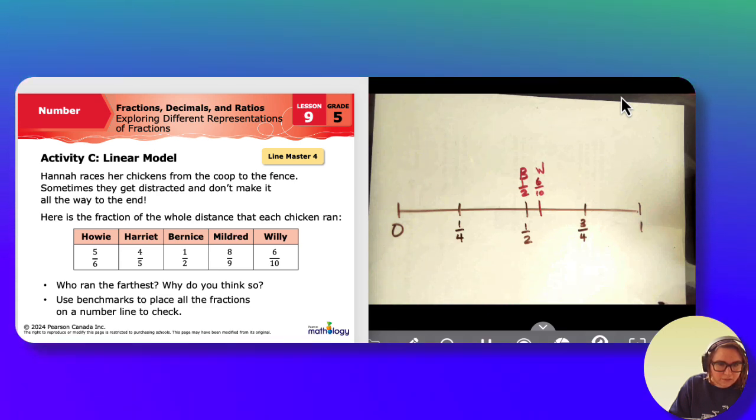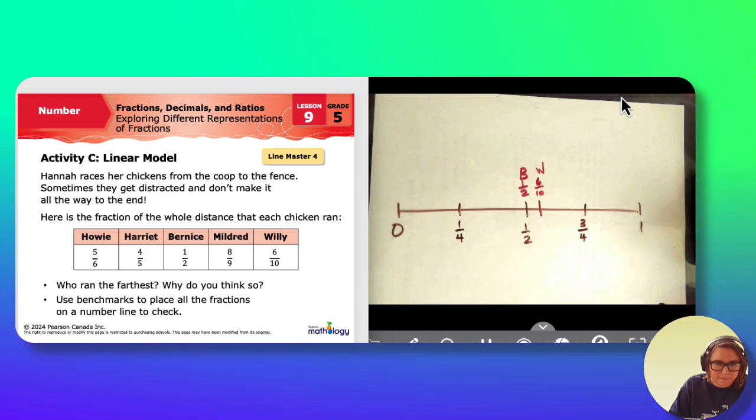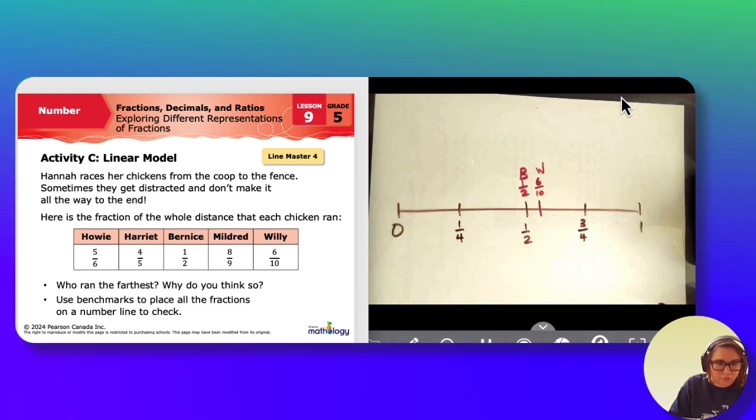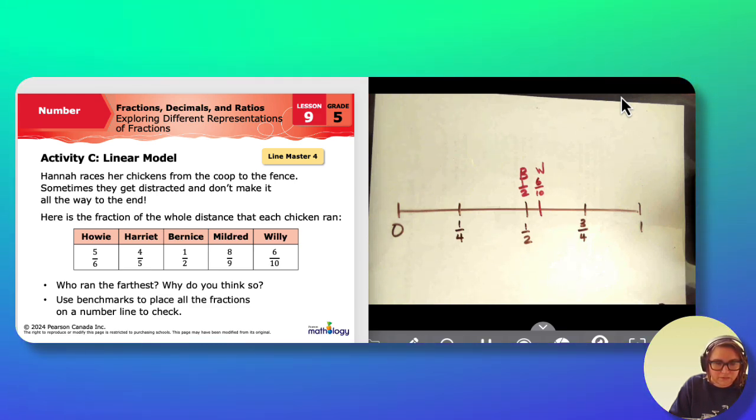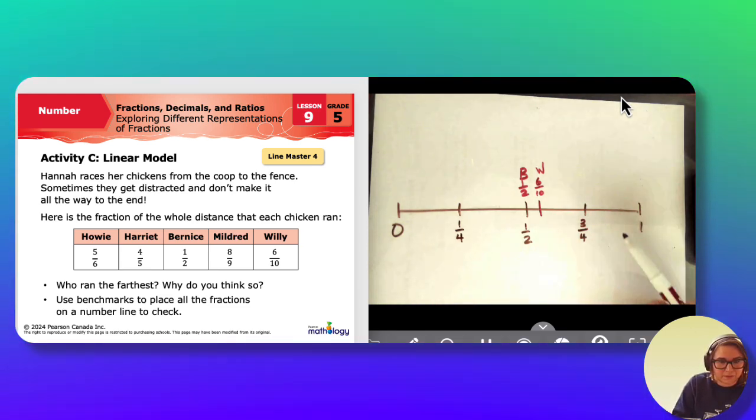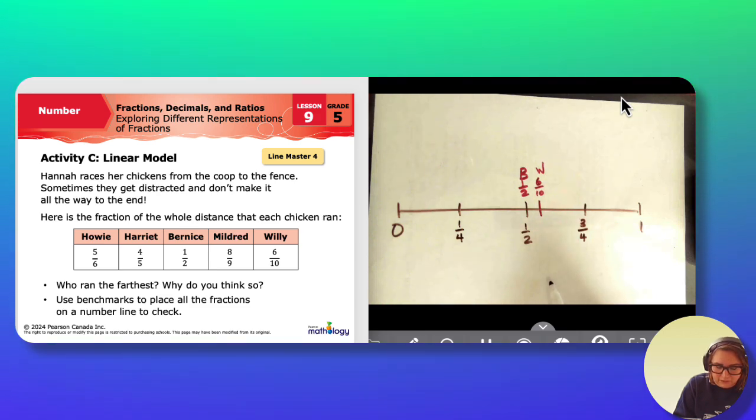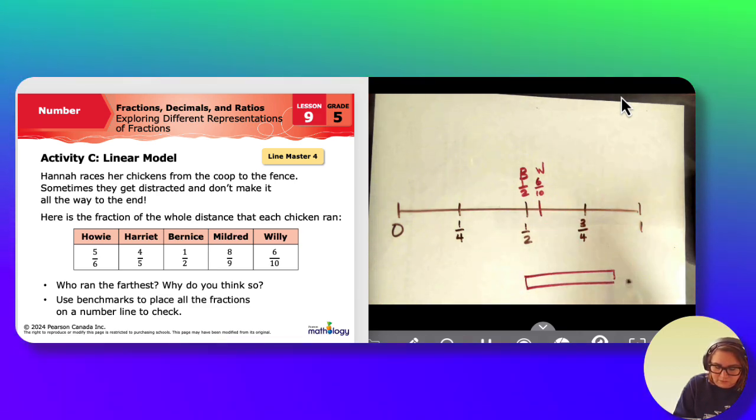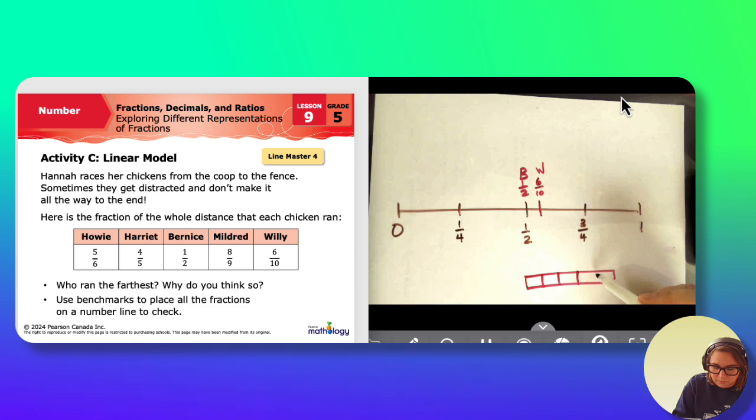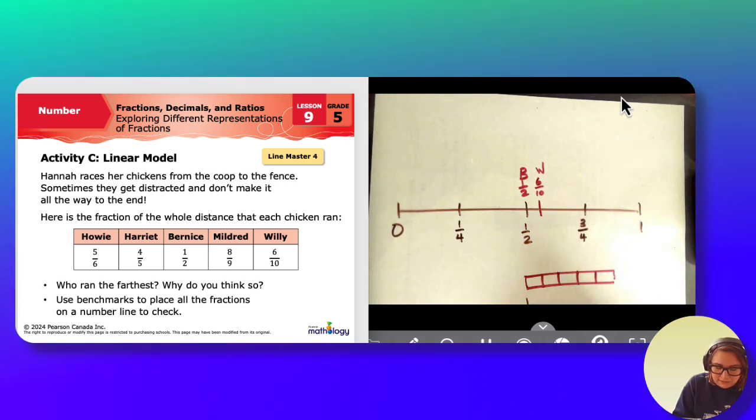Okay, now these are kind of tricky because they're very close to the whole. Like 5/6, 4/5, and 8/9. Those are all going to be somewhere up here, but I'm not sure which order. So what are some things that I can think about? Well, if I compare fifths, if I just think of a chocolate bar, 1, 2, 3, 4, 5 fifths, and I take the same size chocolate bar and I cut it into sixths.